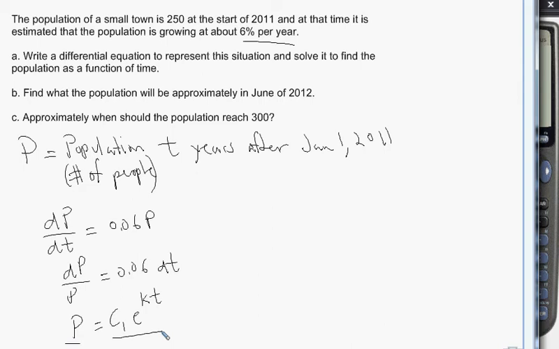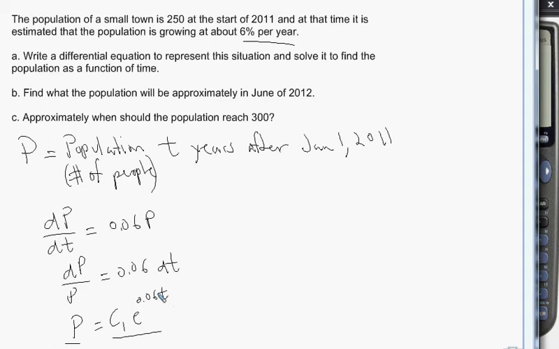Now we have to find those constants, of course, and actually we don't need to. We know what k is, right? k is 0.06. So let me get rid of these and put 0.06 in there instead. Okay, 0.06t. Okay, we just have to find C1.